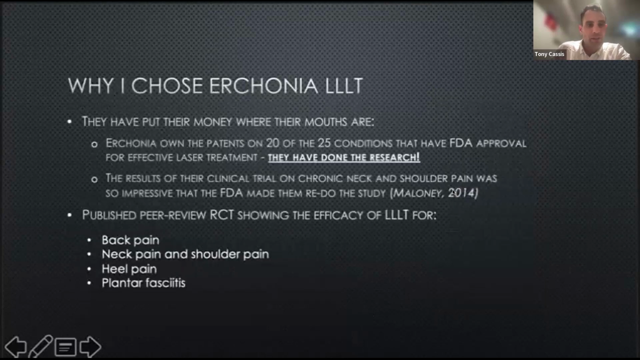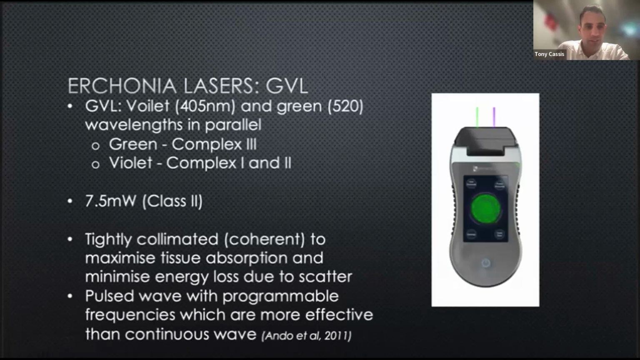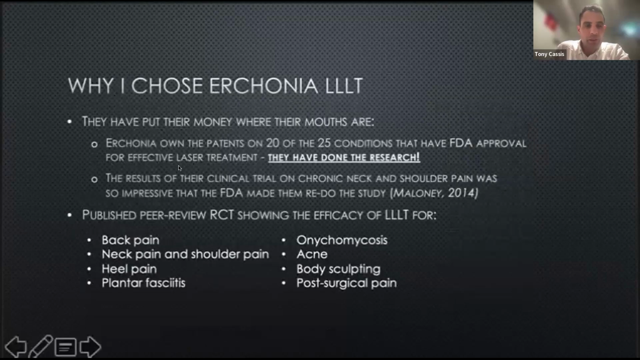Okay, so why did I choose Erchonia? The major reason, obviously chatting to Brett, what convinced me was that they have put their money where their mouth is. Of all the conditions that have FDA approval to be treated by therapeutic laser, Erchonia owns patents on 20 of the 25 of them. So they've done the research.